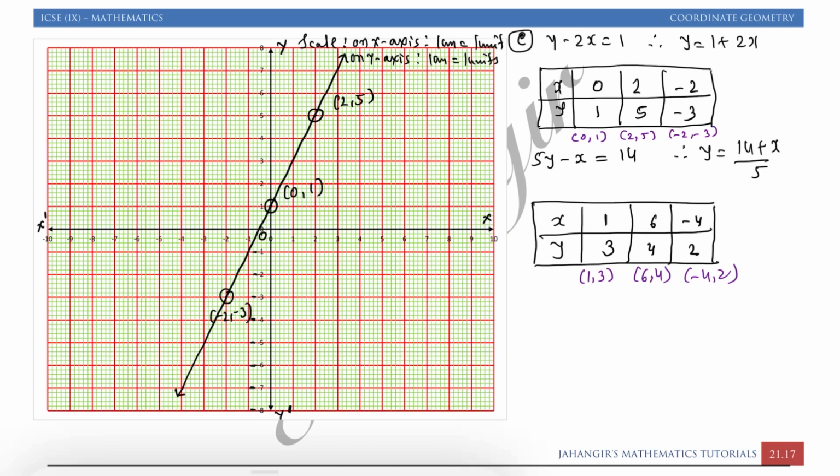Now we will plot the second equation's points, that is (1, 3). It's on the graph already. I can see it's on the line, (1, 3). Second point is (6, 4). (6, 4) is over here. And third point is (-4, 2). Plot properly. We can write (-4, 2).